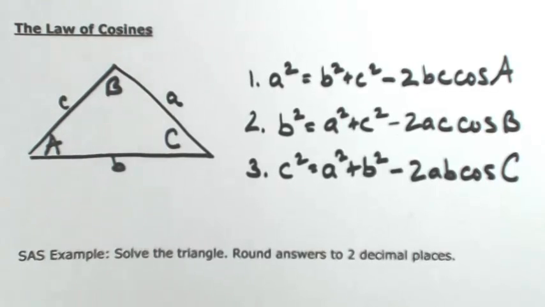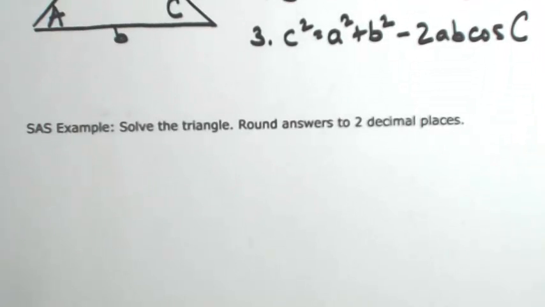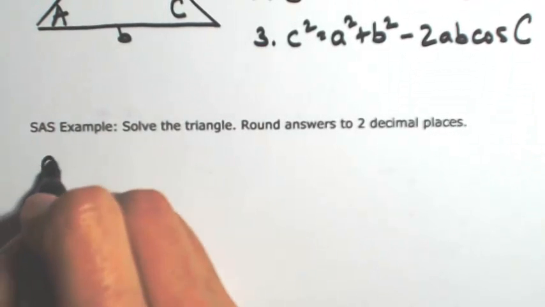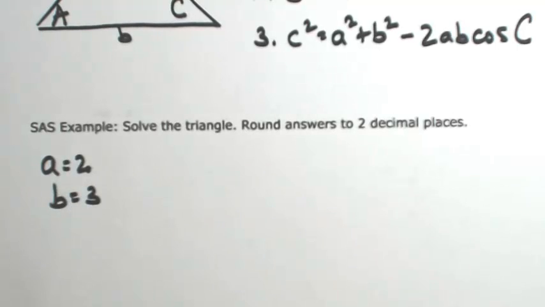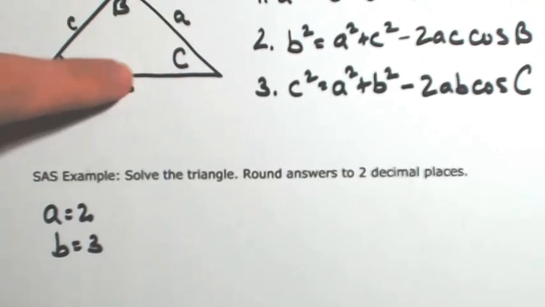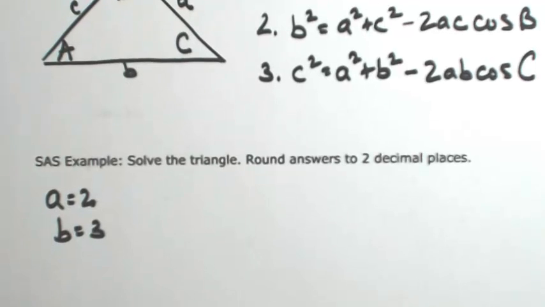So let's look at an example where I give you 2 sides and an angle, more specifically the angle in between them. So in this example, let's say we have side a is 2, side b is 3. So we have a and b, so then the angle in between them would be angle C is 60 degrees.